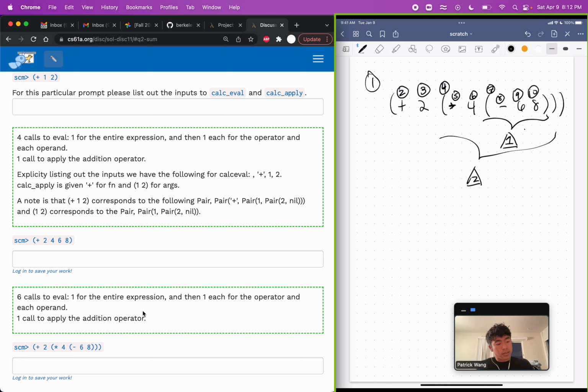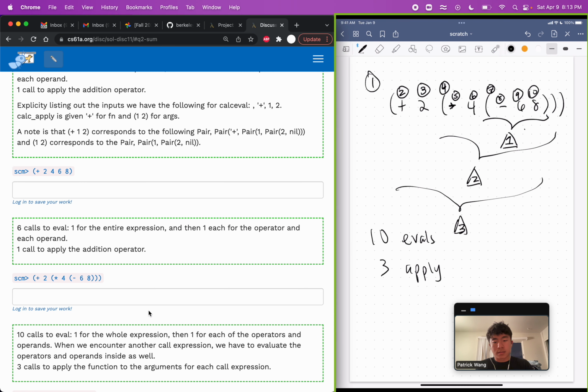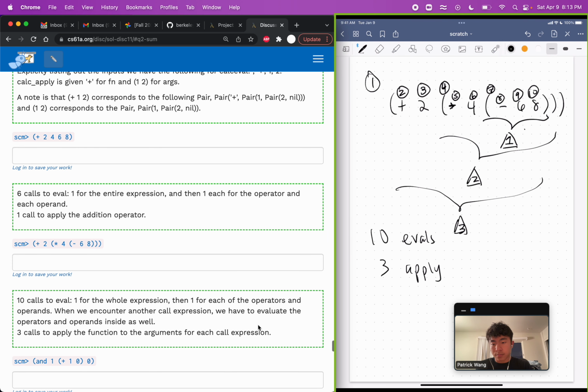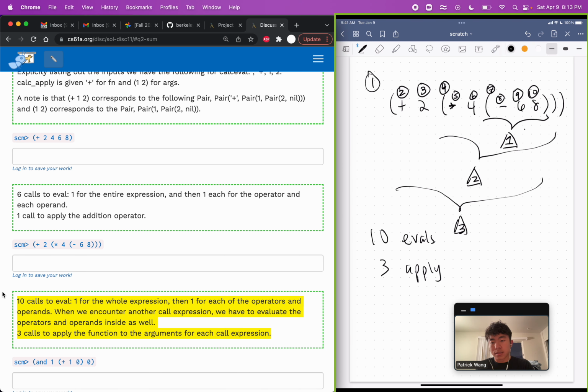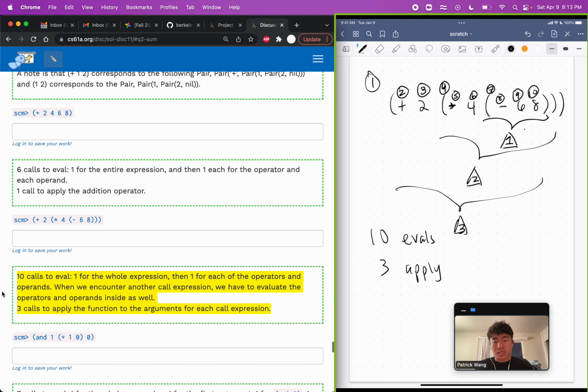And then last but not least, since we evaluate this 2 and this entire big expression right here, we can go ahead and apply that plus operator on everything that we just evaluated. And so that's going to result in a third apply call. And so in total, we're going to have 10 evals, and we're going to have 3 applies. And then, yeah, that's going to be the answer. And so here, you can read this for a further explanation.